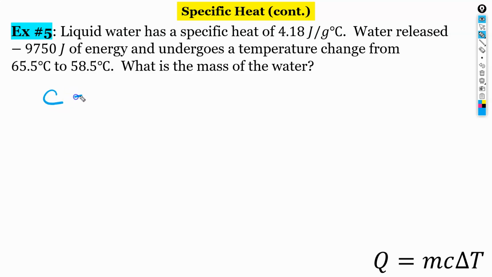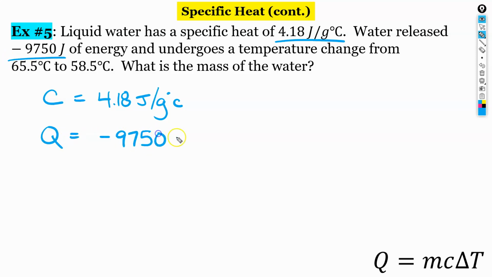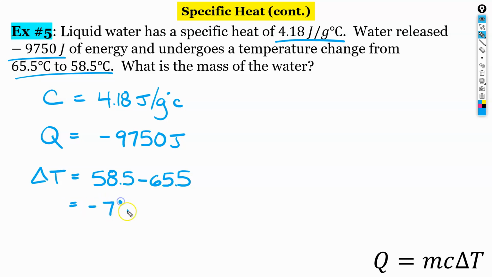Okay, so let's see what we've got. So our specific heat value is 4.18 joules over grams degrees Celsius. We also have our Q value, negative 9750 joules. And then our delta T, change in temperature, final minus initial, 58.5 minus 65.5. So when we do that, we get an answer of negative 7 degrees Celsius.